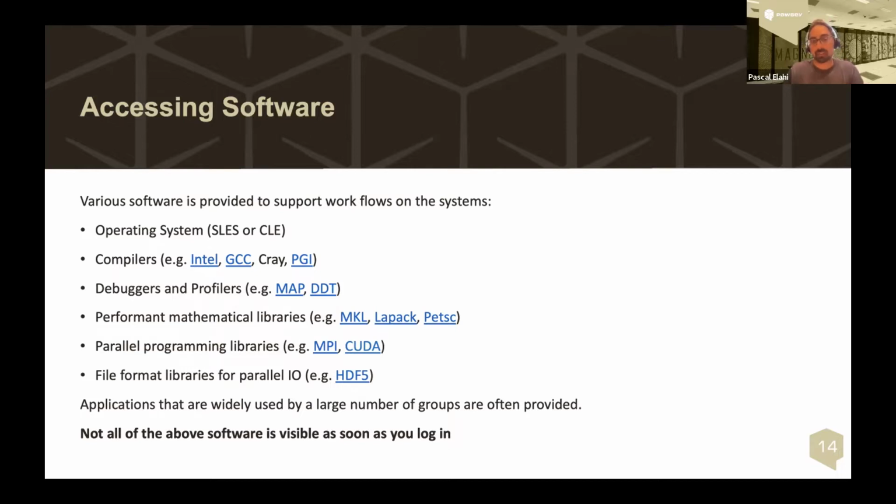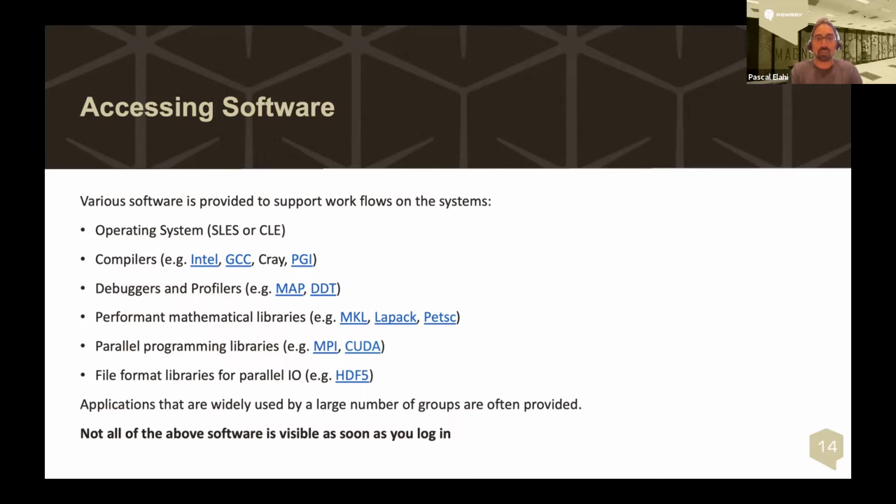There are parallel programming libraries, MPI and CUDA. And we also have parallel IO formats. HDF5 is an example of a library that allows you to write in parallel, so a bunch of CPUs can write to the same file in parallel, fast.